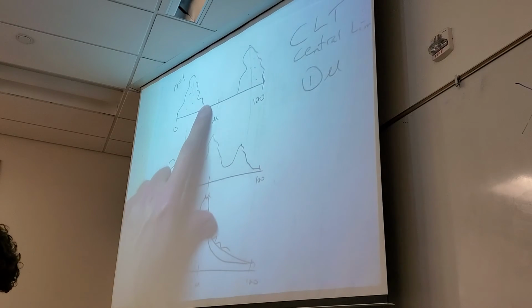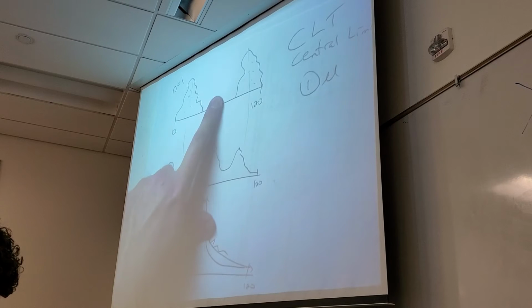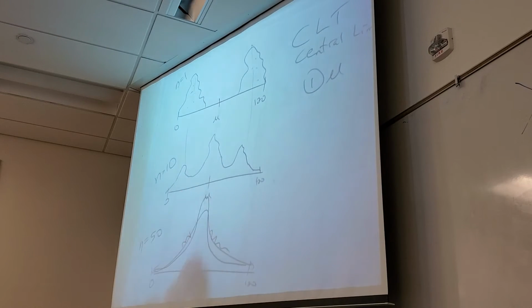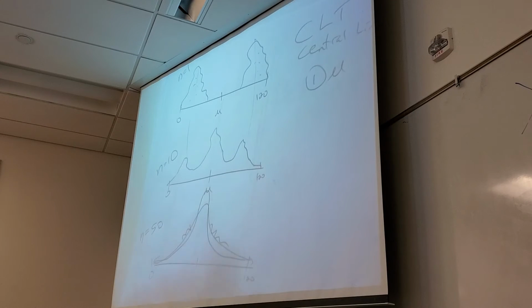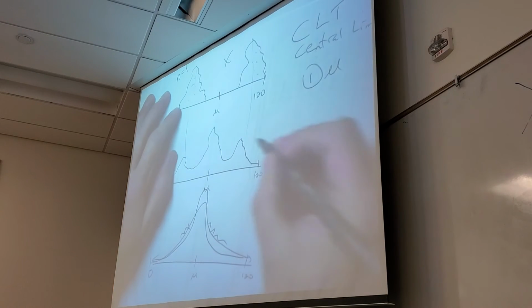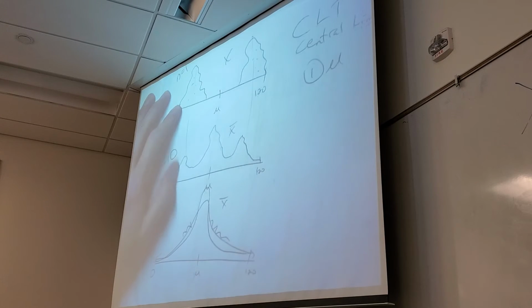What was this a picture of? How did I make this picture? By taking one person, individuals. Both of these are by taking groups and plotting their averages. This is a plot of x values. These two are plots of x bar values.